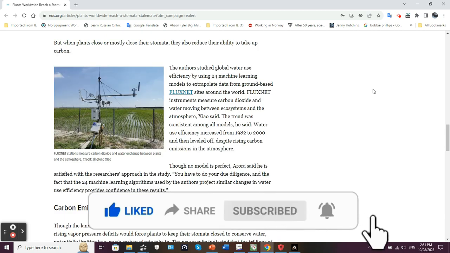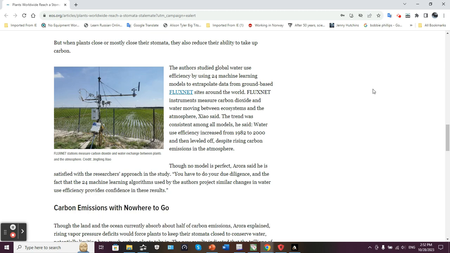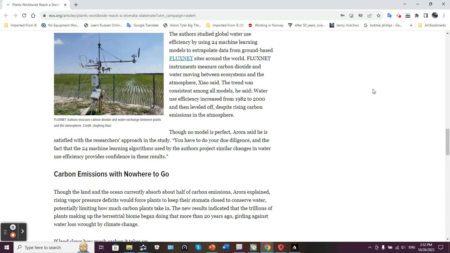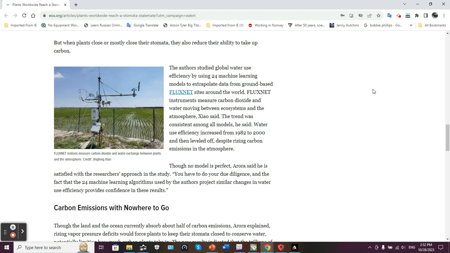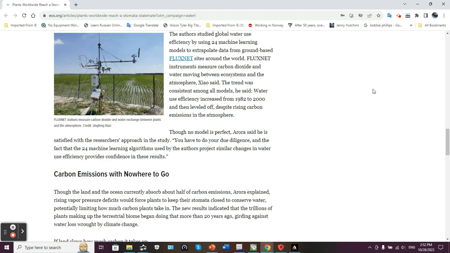So the authors study global water use efficiency using 24 machine learning models to extrapolate data from ground-based FluxNet sites around the world. FluxNet instruments measure CO2 and water moving between ecosystems and the atmosphere. The trend was consistent among all models. Water use efficiency increased from 1982 to 2000 and then leveled off, despite rising carbon emissions in the atmosphere.